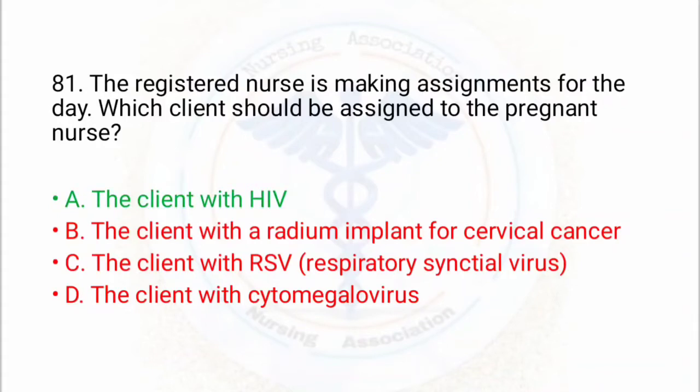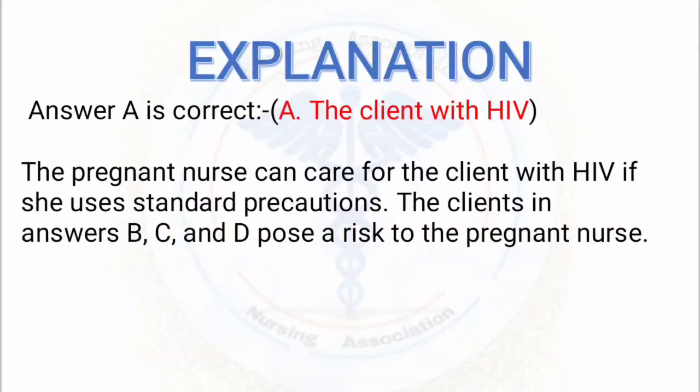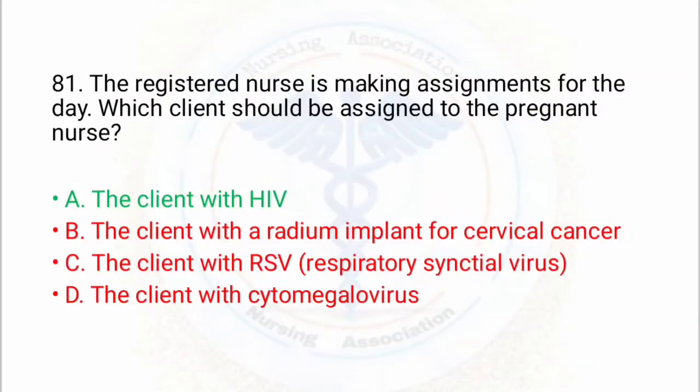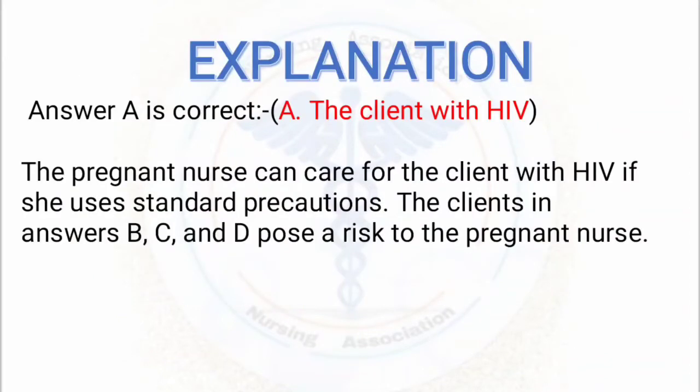And it is answer A, the client with HIV. The pregnant nurse can care for the client with HIV if she uses the standard precautions. There is no harm to her. The clients in answers B, C, and D pose a risk because they are radium implant for cervical cancer, respiratory syncytial virus, and cytomegalovirus disease. So these clients will affect the pregnant nurse, so they are incorrect answers.